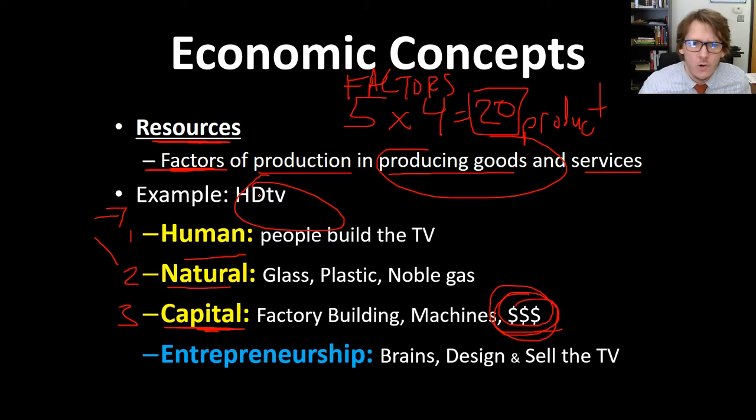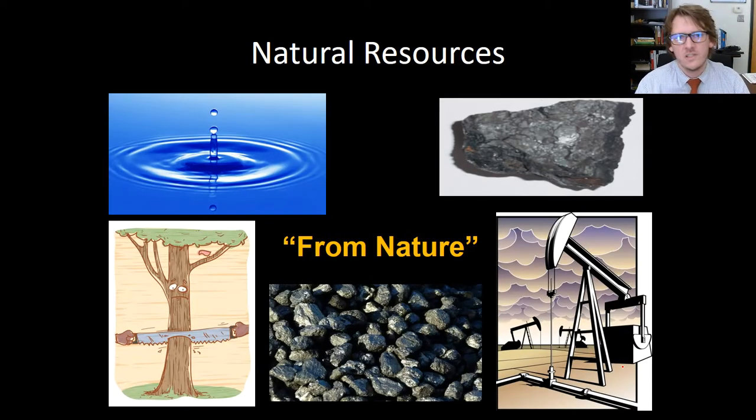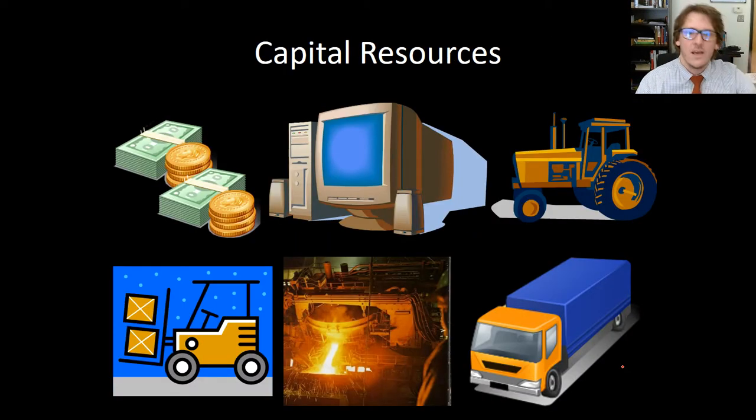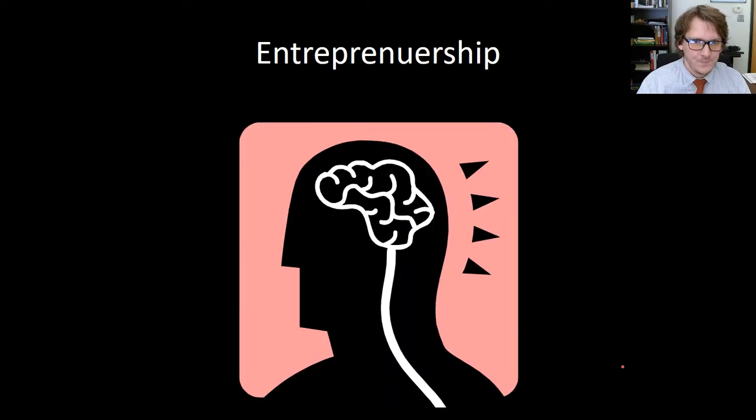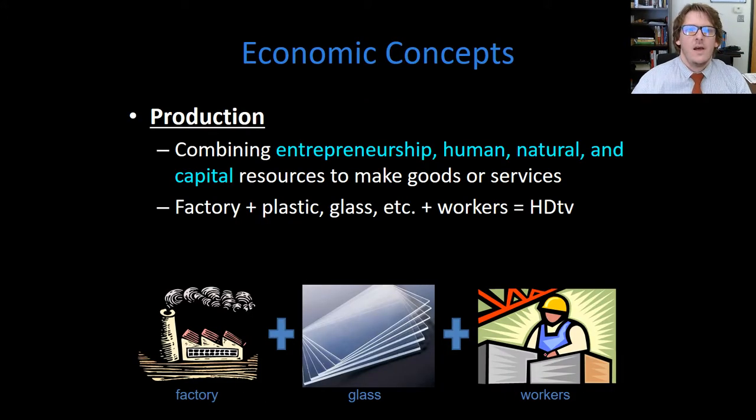Also, though, entrepreneurship can be connected. You could say that entrepreneurship is technically a human resource, but that's fine. We're talking about the brains, the design, the idea of selling the TV. Those resources combine to produce goods. Human resources, natural resources, capital resources, entrepreneurship. Again, production is combining those resources to make a good. Human, natural, capital. You combine all three of those resources, you will get a product.